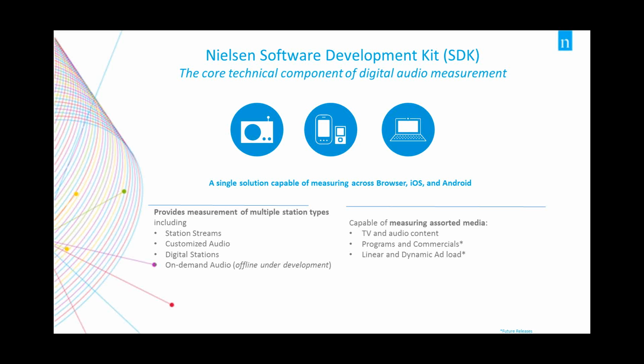It is capable of providing measurement for the station types that I mentioned earlier, station streams obviously being in the first phase. And from a Nielsen corporate standpoint, what I think is really good for us and important to us is that it's an agnostic software development kit that can be used for television and audio. It can and does for other products measure on the program level. It's capable of measuring and providing commercial ratings. And as I mentioned before, it can provide linear and dynamic ad loads.